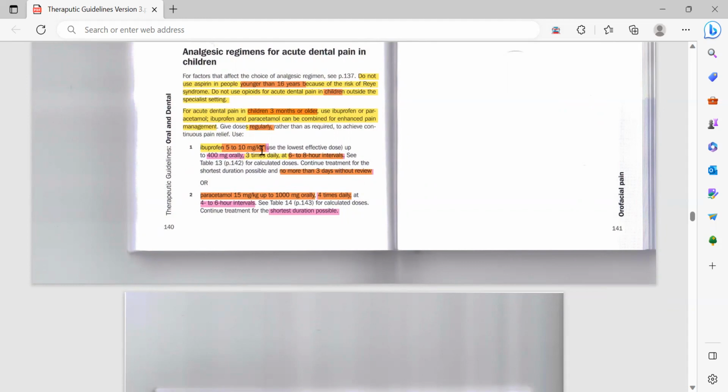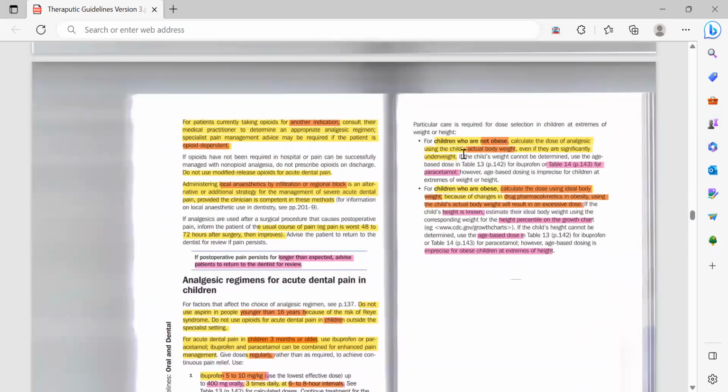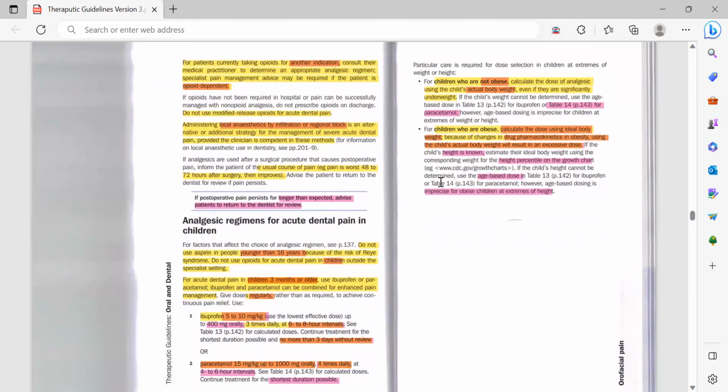Okay, and the dose is calculated according to their weight, which is 5 to 10 mg for ibuprofen, and for the paracetamol it's 15 mg. So just add these and then you will remember better. So 15 milligram per kg up to 1000 milligram orally 4 times daily. Okay, and this was 3 times daily for ibuprofen, and 4 to 6 hourly interval for paracetamol, and for the shortest duration possible. For children who are not obese, you can take their actual body weight to calculate the dose that you need to give to the kid.